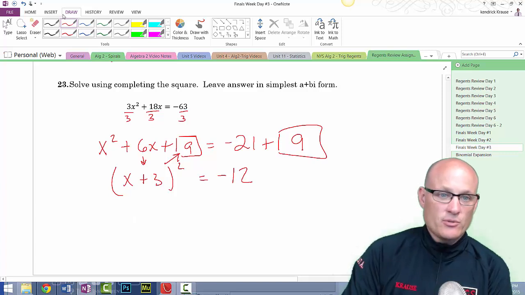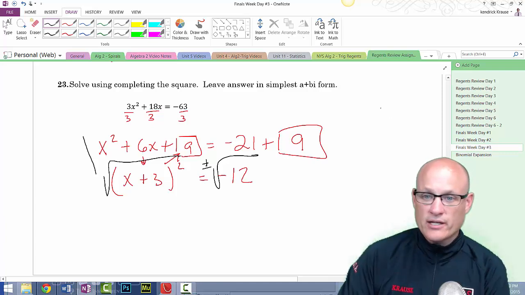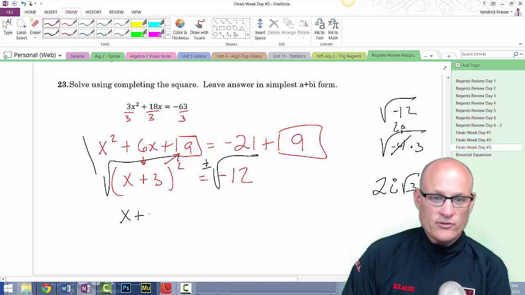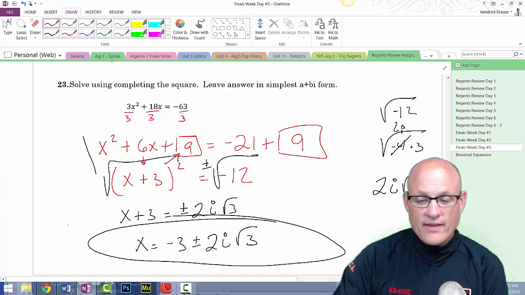So I take the square root of both sides, and I put a plus or minus. Now the square root of negative 12 is equal to the square root of negative 4 times 3. Well, the square root of negative 4 is 2i. So this becomes 2i square roots of 3. So finally I get x plus 3 equals plus or minus 2i square roots of 3. Bring the 3 over. I get x equals negative 3 plus or minus 2i square roots of 3. And that's it. That's all she wrote.